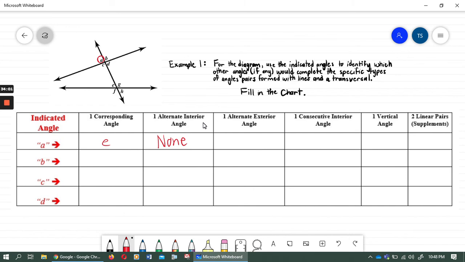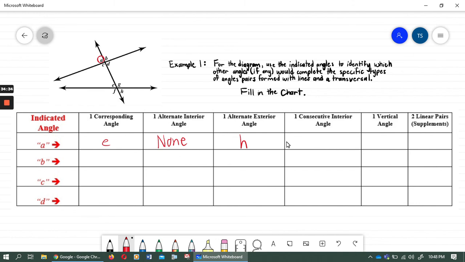All right, so we've got angle A here again. Which other angle would come together with angle A to form an alternate exterior angle pair? Angle A and angle H would have to be alternate exterior angles. And I'm about to erase that circle I just put on angle H, because I have it in my chart right here, so we don't need it anymore.